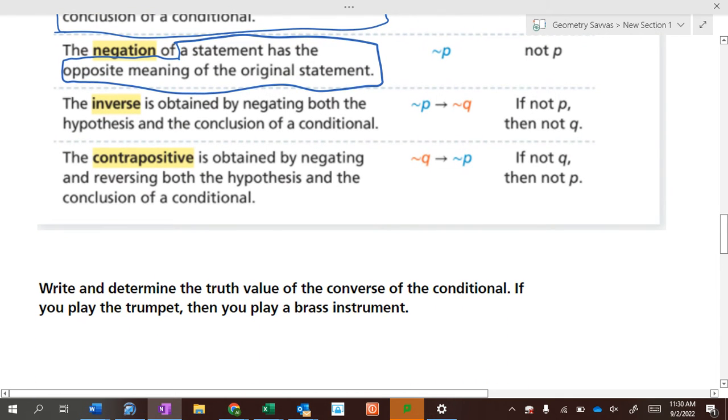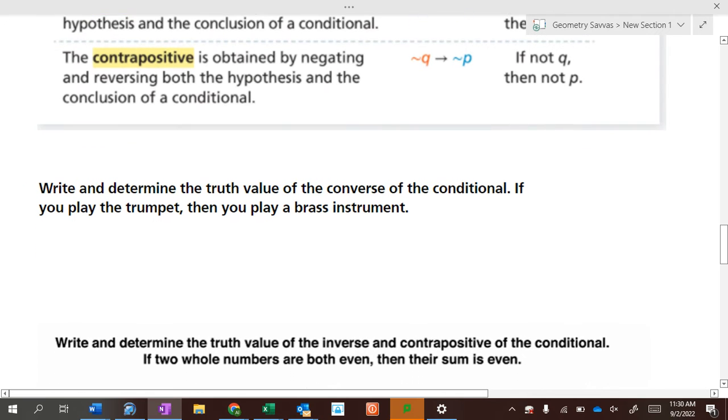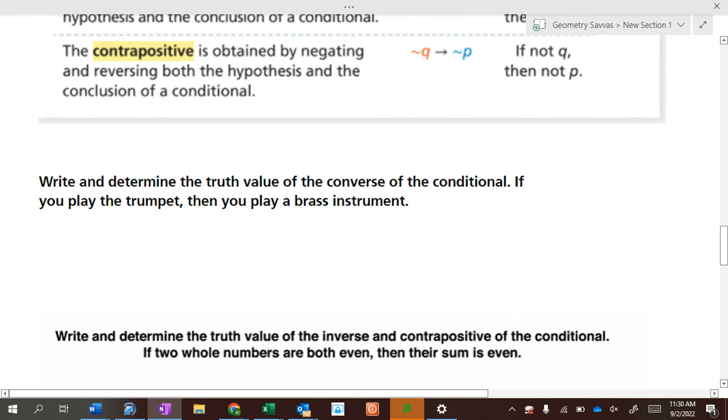Okay. So, here we go. If you play the trumpet, then you play a brass instrument. So, if you play the trumpet, then you play a brass instrument. Is that a true or false statement? True. That is definitely a true statement.